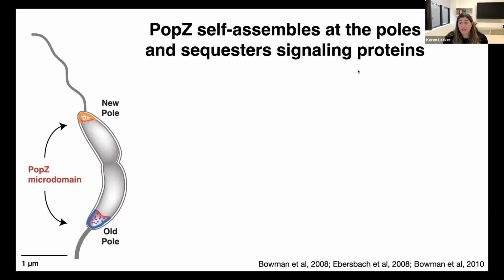Now, this sequestration of at least 13 different types of signaling proteins is mediated by direct and also transient binding to a disordered protein, PopZ, which is the star of the show today. And what's happening is that PopZ self-assembles at the poles of the cell.